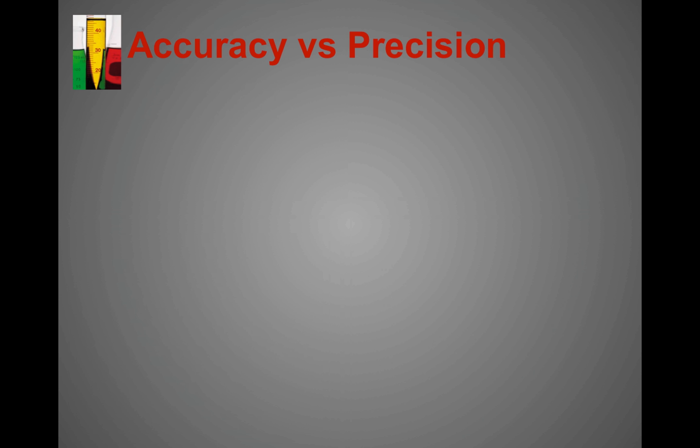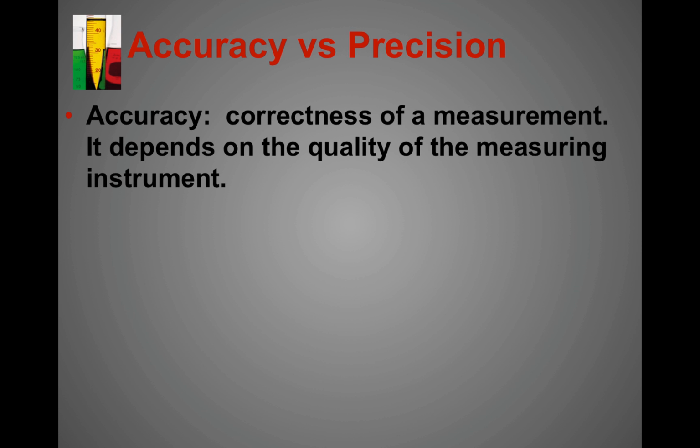Accuracy versus precision. Accuracy refers to the correctness of a measurement. It depends on the quality of the measuring instrument. This year in chemistry, you will be working on your accuracy. You want to measure correctly. You want to give the right answer. When I ask you to find the mass of a penny, you want to be accurate. You want to take care to give me the correct measurement.